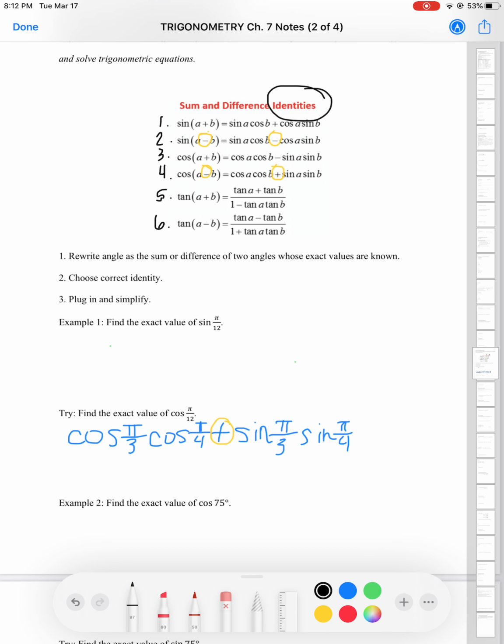All right, so cosine pi over 3 is... What is cosine pi over 3? Cosine pi over 3 is a half. So we have a half times root 2 over 2. And then we have sine pi over 3, which is root 3 over 2 times root 2 over 2.